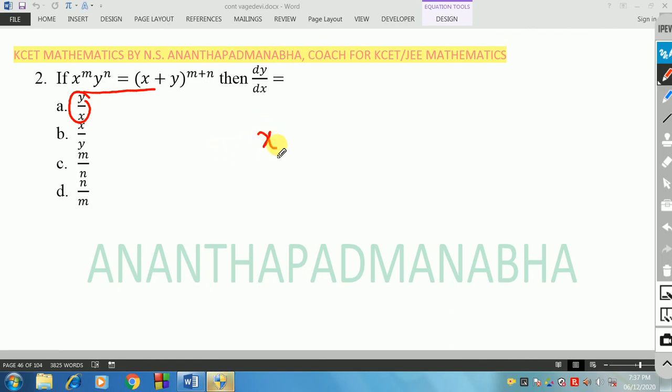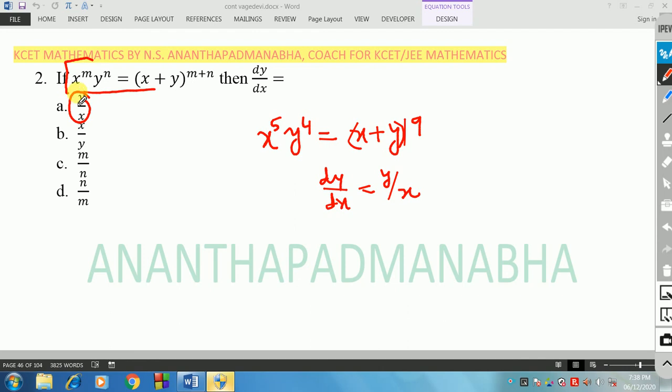Suppose we have x to the power of 5 into y to the power of 4 is equal to x plus y to the power of 9, that is 5 plus 4. Then we can say that dy by dx is equal to y by x. So this works as a formula or shortcut formula. If x to the power of m, y to the power of n equals x plus y to the power of m plus n, then we can say that dy by dx is equal to y by x.